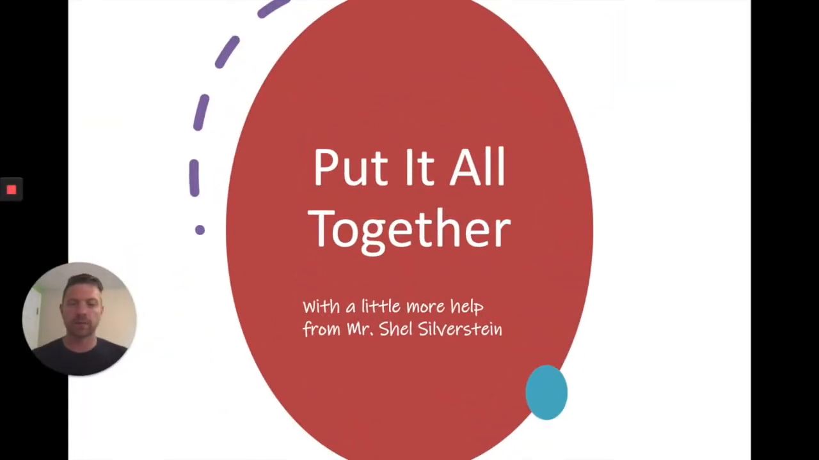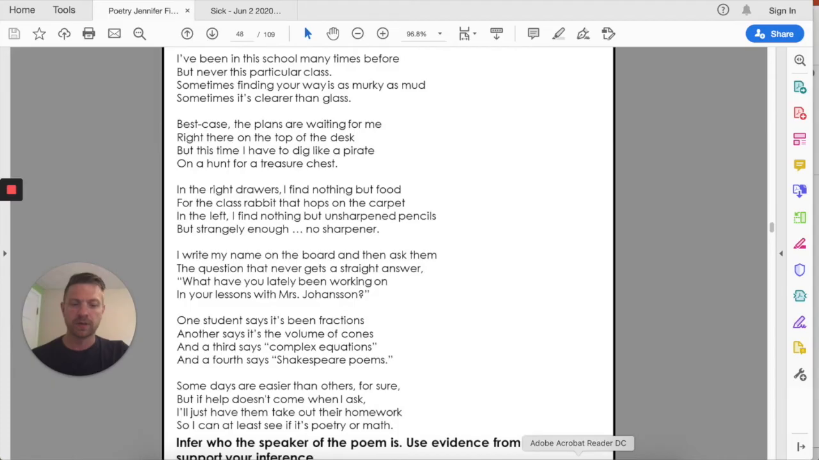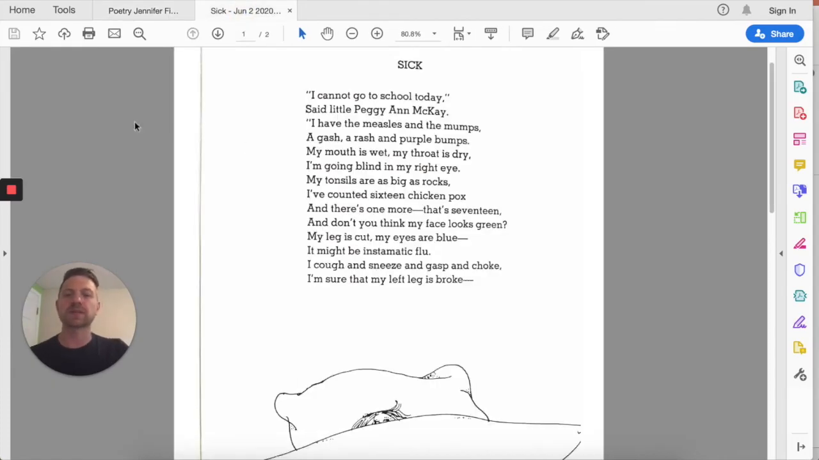All right, we're going to put it all together now with a little more help from Mr. Shel Silverstein. So we're going to look at one of his most famous poems, and we're going to think about theme, the speaker, how they're feeling, and all of it. So let me just get out of here and go to that poem right here. Okay, this is one called Sick. So as I'm reading, think about all those things. Theme, speaker, speaker's feelings, what is the author trying to tell us, that kind of thing.